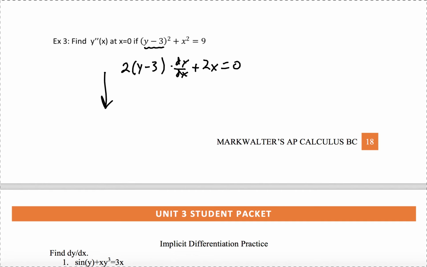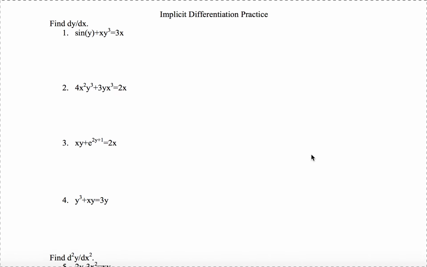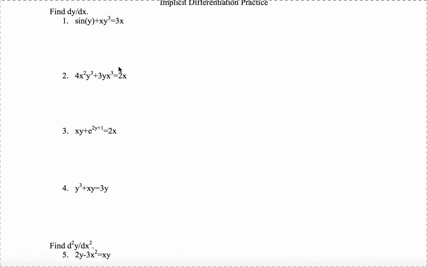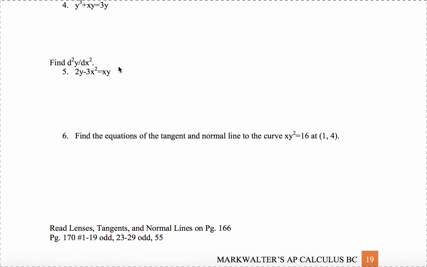All right. For homework tonight and over the weekend, this is what I want you to do. I want you to do the implicit differentiation practice you see here. It's going to ask you to find 4 first derivatives. I want you to find a second derivative. And then I want you to find the equations of the tangent and normal lines to the curve given here at (1, 4). Okay? Do those, and then my answers will be up online sometime Friday, Saturday.